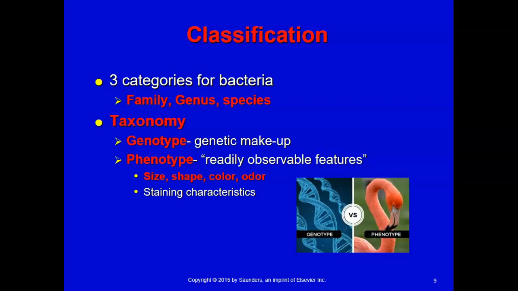Examples of the phenotypic characteristics include macroscopic and microscopic characteristics. Macroscopic characteristics include size, shape, color of the colonies produced, or odor of a bacterial colony on a different medium. Staining characteristics, so whether an organism is gram-positive or gram-negative or acid-fast, etc., that's another phenotypic characteristic.